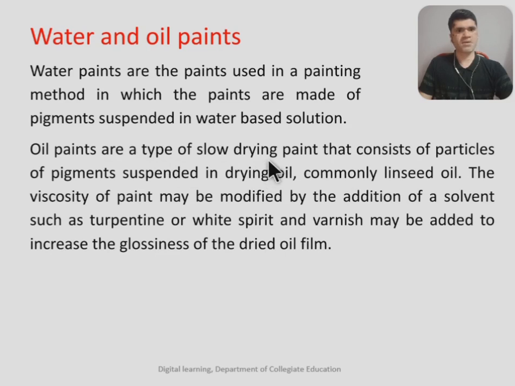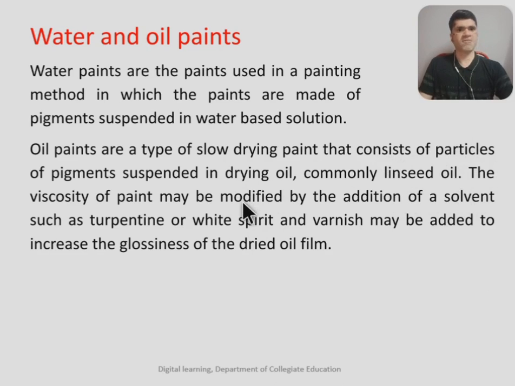Oil paints are a type of slow drying paint that consists of particles of pigments suspended in drying oil, commonly linseed oil. Oils we have already studied. In oil paints, pigments are suspended in drying oil, which we call a binder or vehicle. Usually linseed oil is used. Why is linseed oil used? Because it is cheap. That is why linseed oil is commonly used.